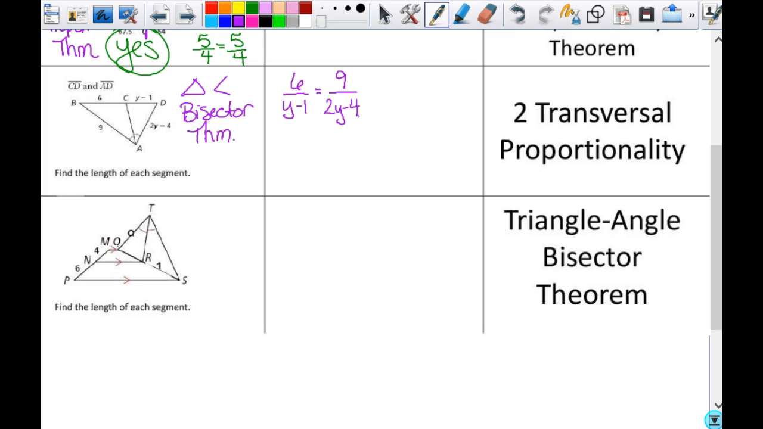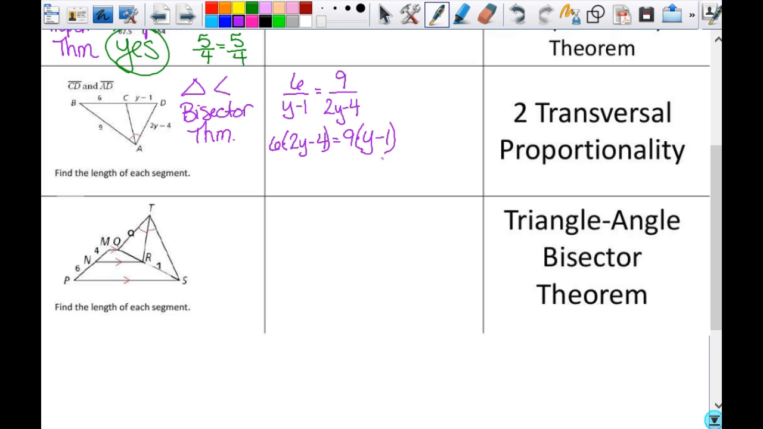So then we cross multiply, and now I'm going to get 6 times 2y minus 4 equals 9 times y minus 1. So did I write all that down correctly? No, I didn't. Parentheses, because the parentheses are important. If you have more than one term, you have to put it in parentheses, even if they're not there. That's what I'm multiplying. First step, 0 work, you write it down.